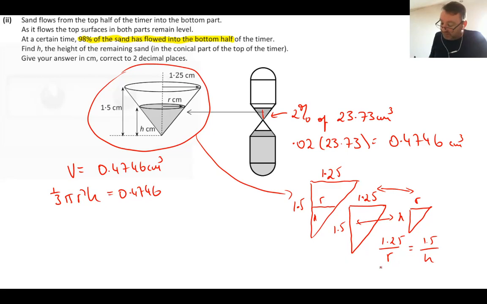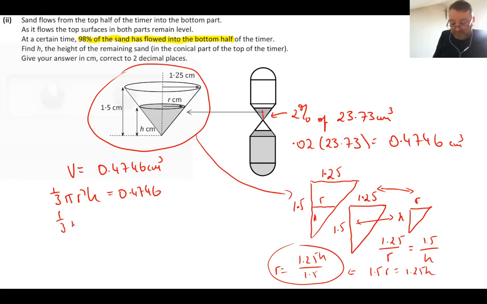So therefore a quick cross multiplication will give you 1.5 R is 1.25 H, which means R is equal to 1.25 H over 1.5. Which means now in this formula I can replace R with 1.25 H over 1.5. So let's see what that's going to do for me. 1.25 H over 1.5, all squared, times H equals 0.4746. Do you notice? It's all in terms of H. We can now solve this thing.